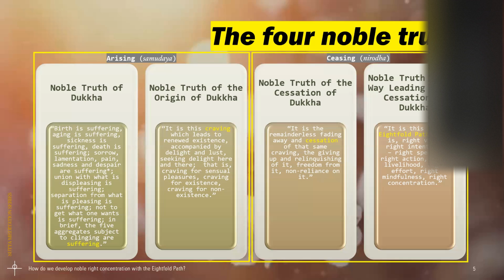The last two Noble Truths on this side is really about the passing away, the atthangama. This is when we don't create another existence, we renounce all the craving, and we fully develop this Noble Eightfold Path. And therefore we realize the highest truth, which is this complete cessation of all suffering, that's Nibbana. So therefore we're no longer bound to samsara.